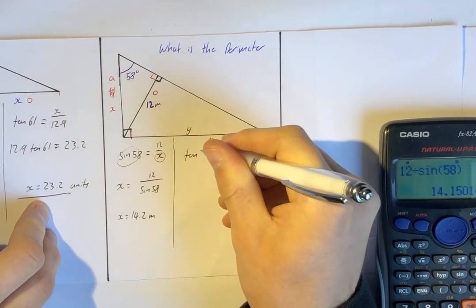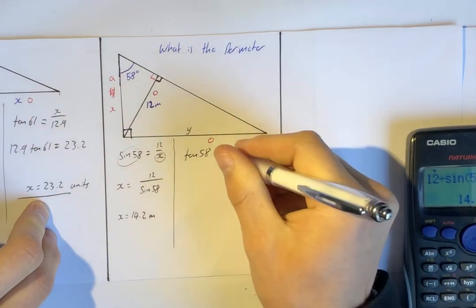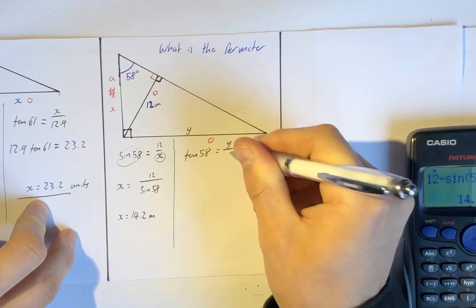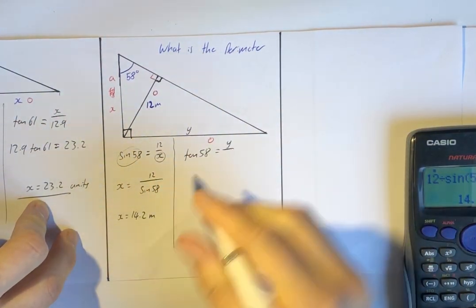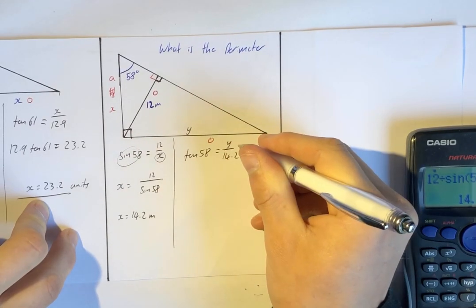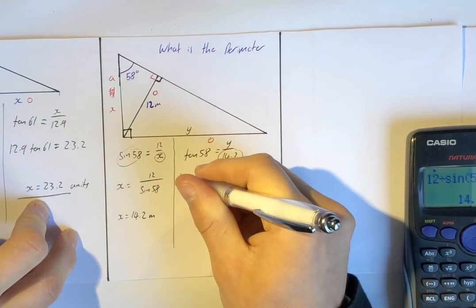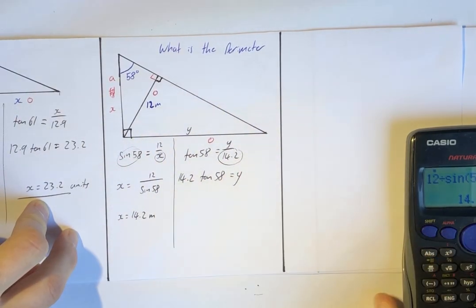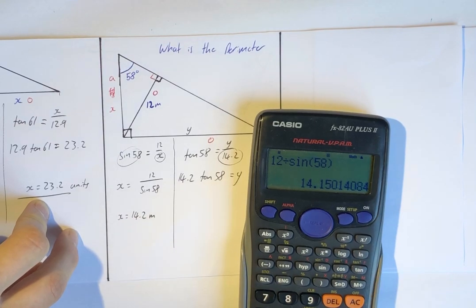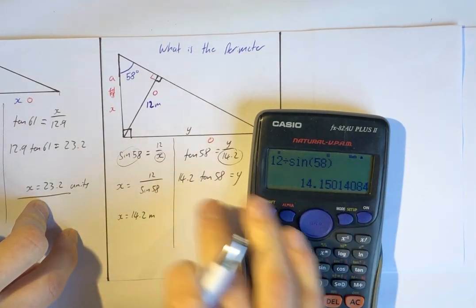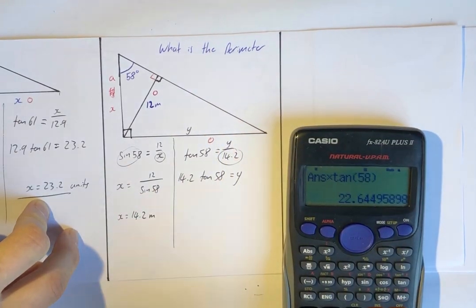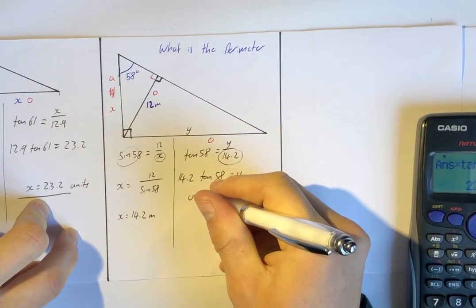So if I take tan of 58 degrees, I get O over A, TOA. So I get Y over, what was that length? 14.2. Unknown on the top, so I just multiply by that number there. 14.2 tan 58 is Y, and now it's just plug into my calculator. See how I've got the answer stored still? I can just go answer times tan 58, just to keep it as accurate as possible. 22.6.